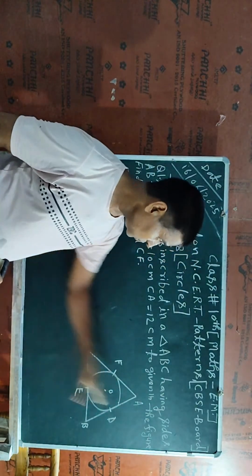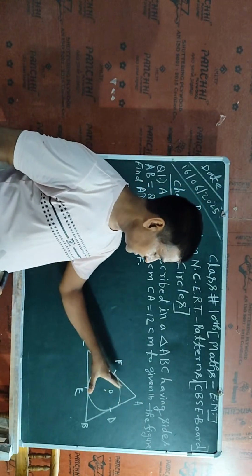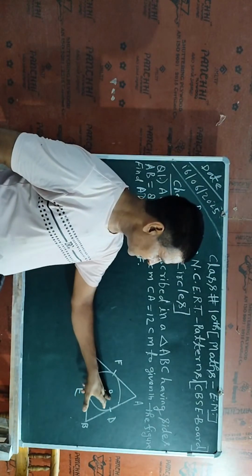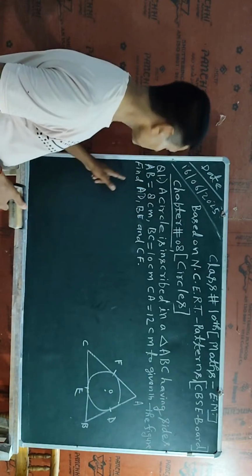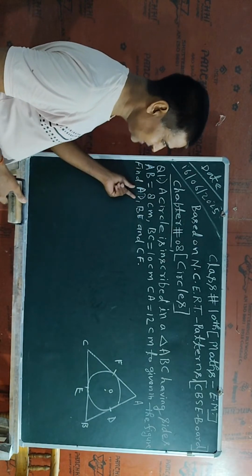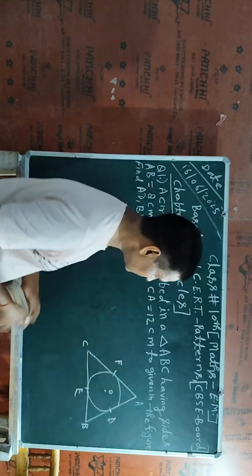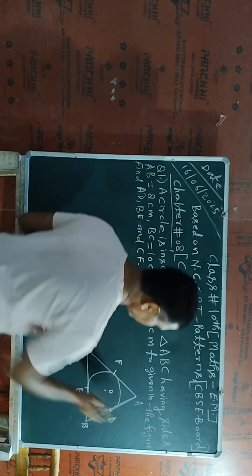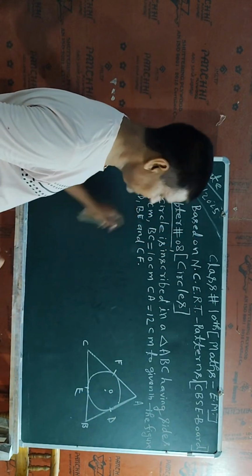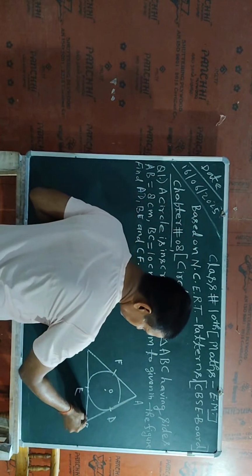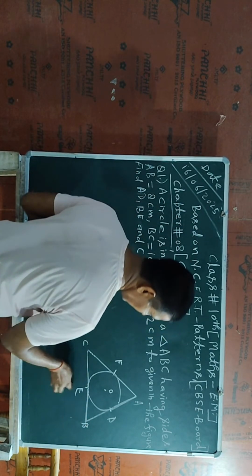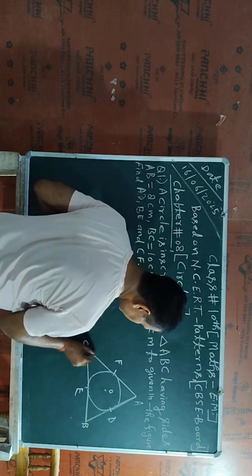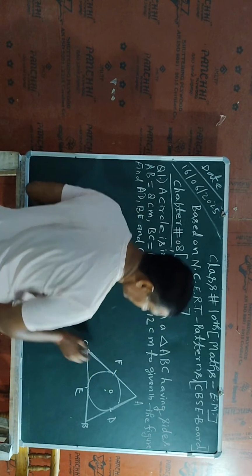So this is a triangle ABC, and inside triangle ABC I have drawn a circle whose center is O. We have to find the length AD. This is the length AD, and this length I have to find. The other length is BE, here EB, and the other is CF, from C to F. This length I have to find.